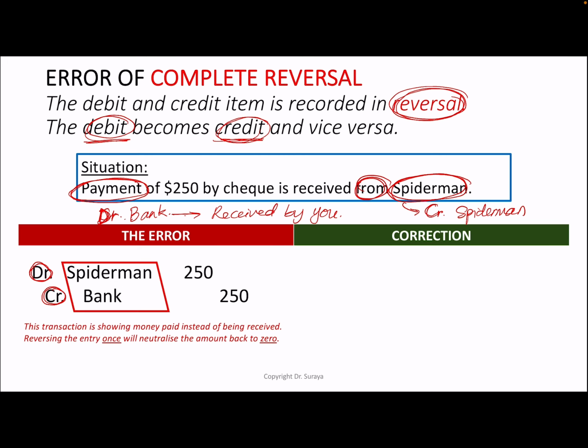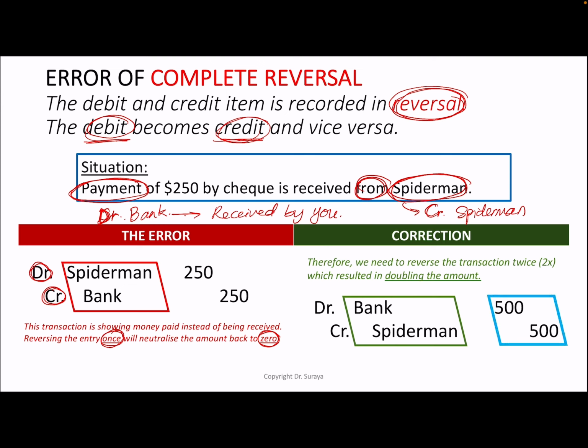So the transaction is showing money paid instead of being received. Reversing the entry once will neutralize the amount back to 0, like nothing ever happened. So you need to reverse the transaction twice, which results in doubling the amount. The first time you reverse to make it 0, and the second time you reverse is to record the actual figure of 250. So now you get back debit bank, credit Spider-Man, and it becomes 500 instead of 250.